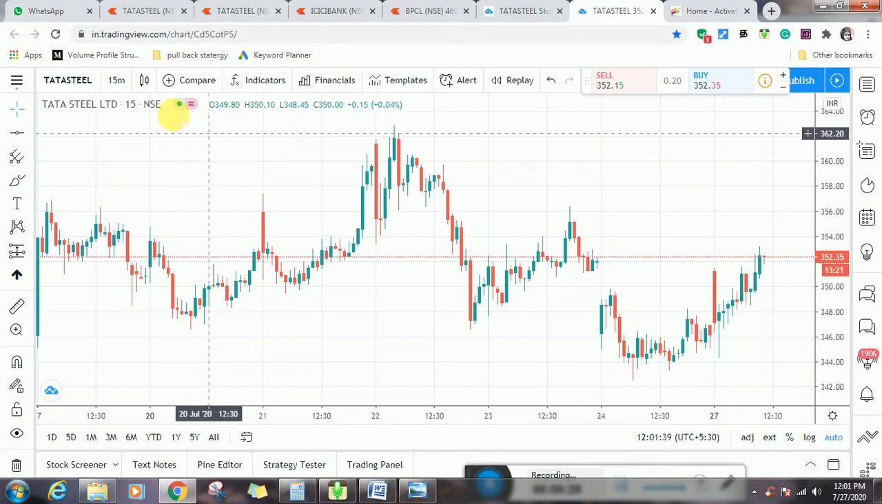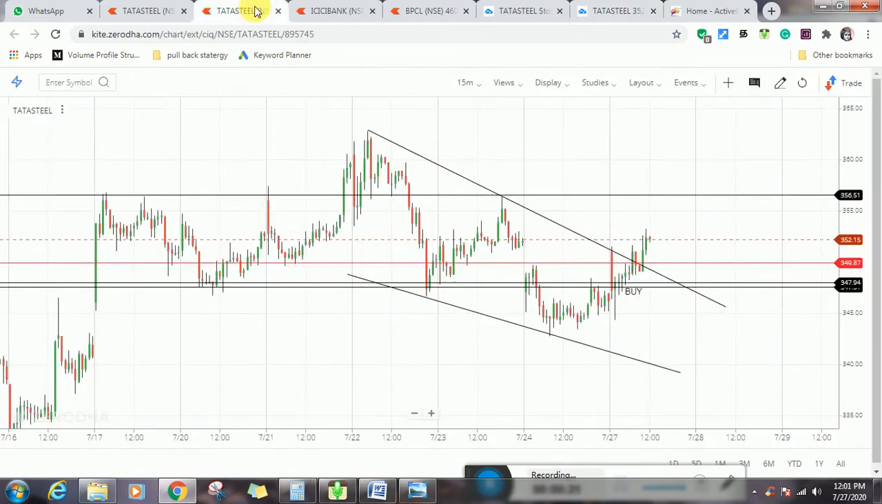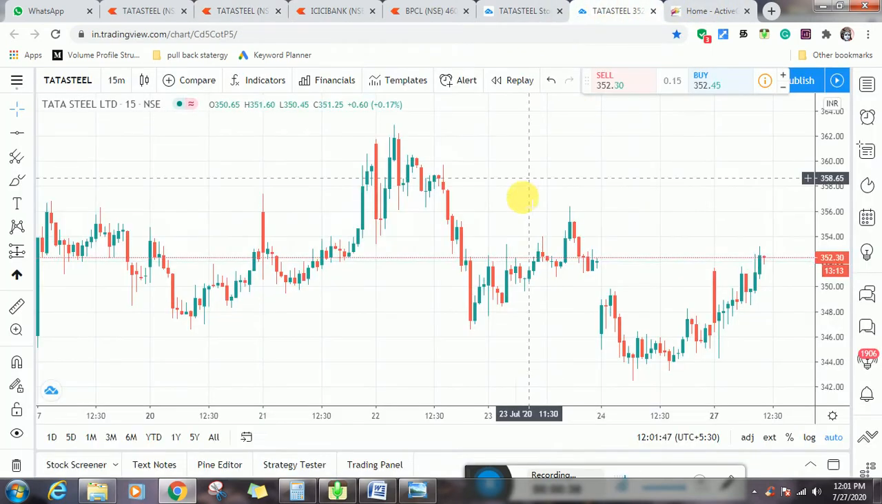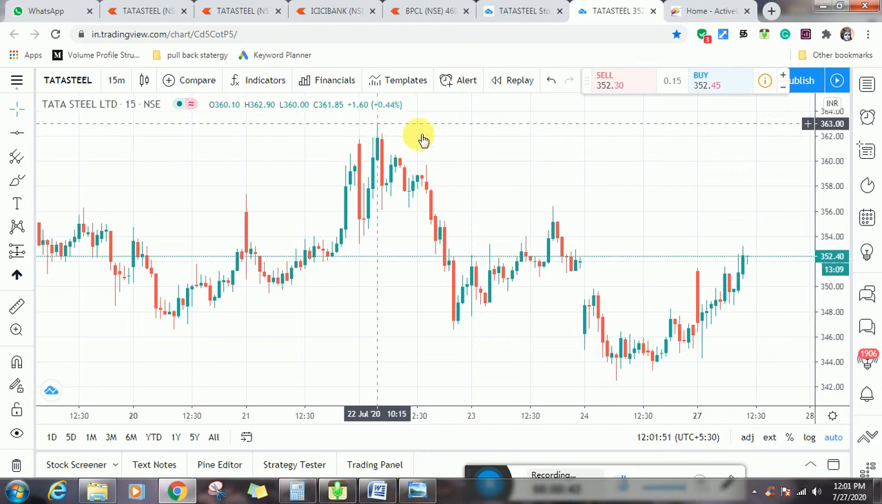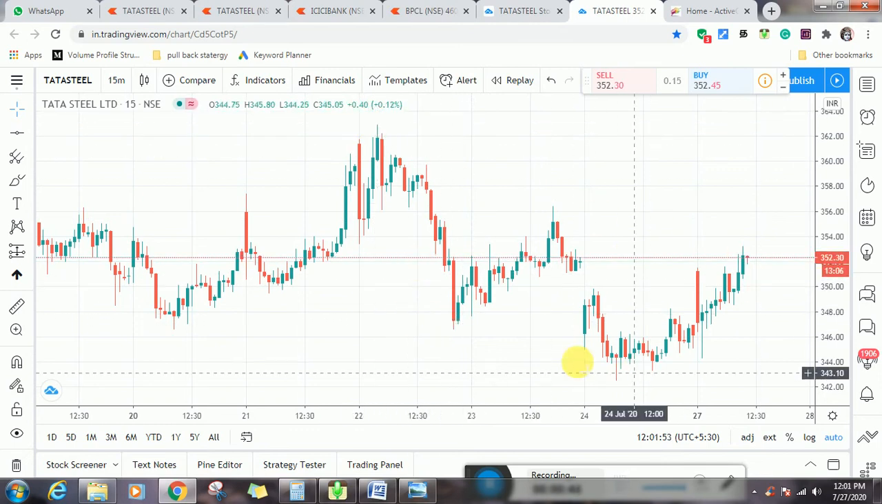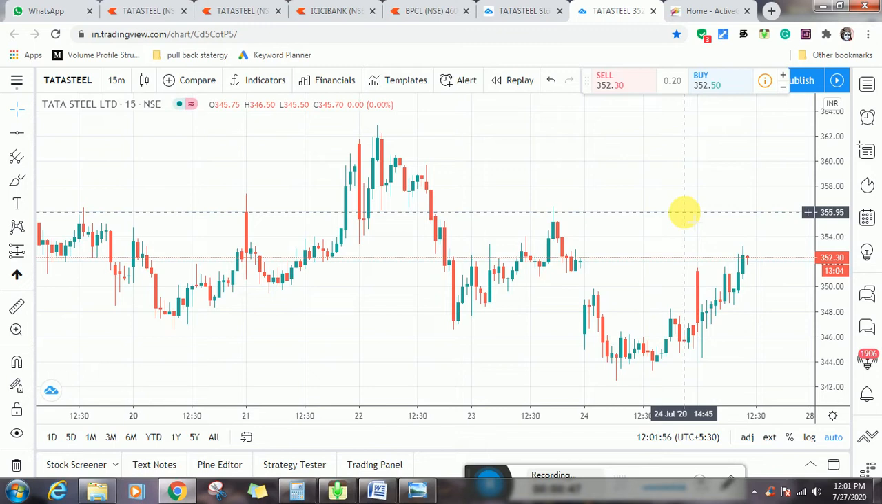Here you can see it's TradingView charts. I am taking my positions in the Zerodha Kite platform. Right now I am showing the TradingView website, because it is very nice for seeing technical drawings.